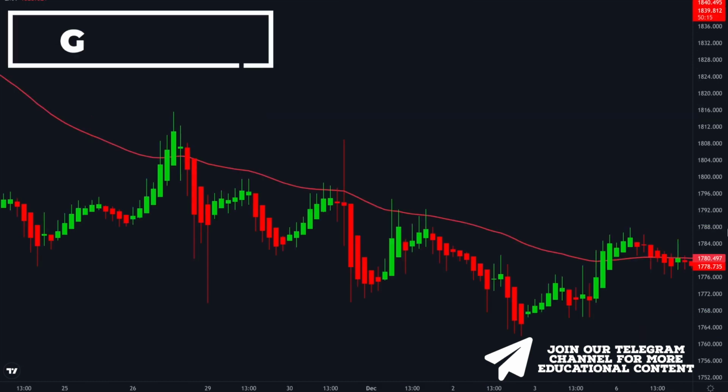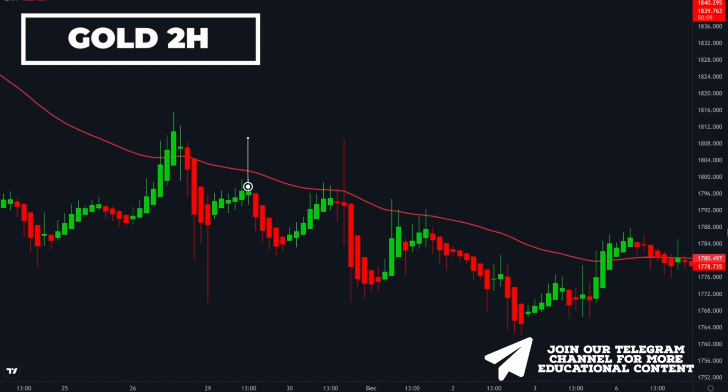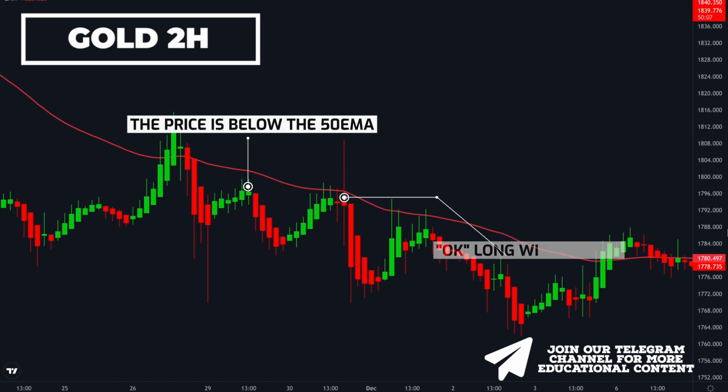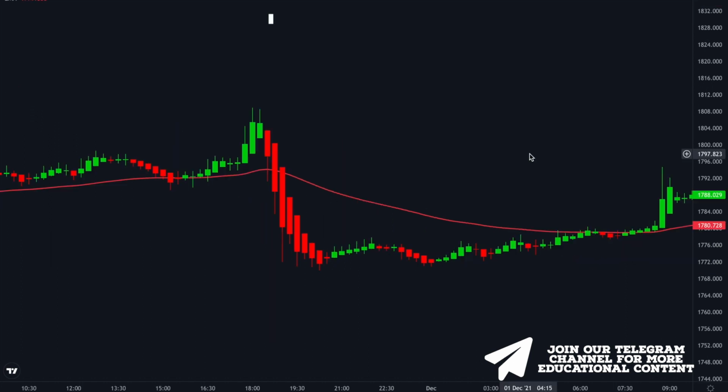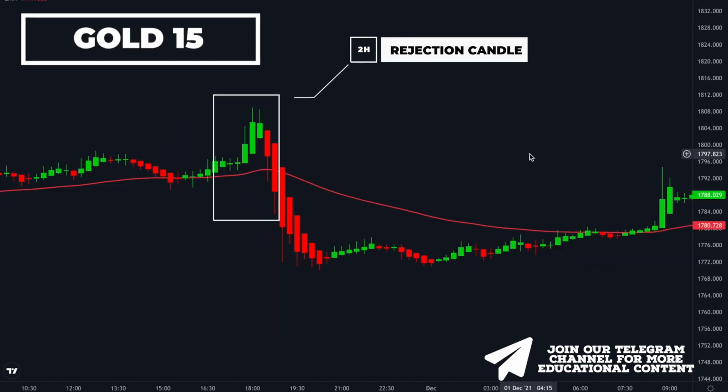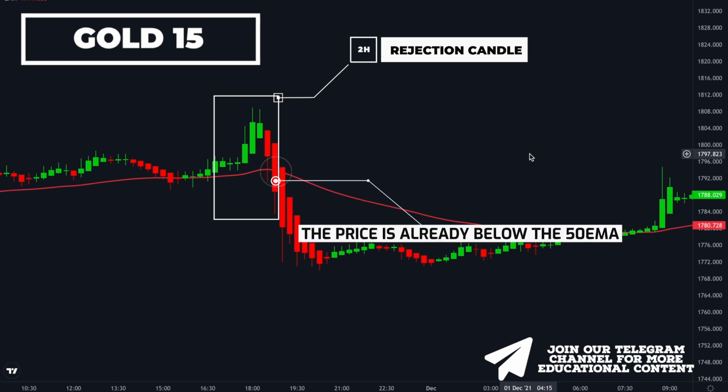Here is gold on our time frame, and as we can see, the price is below the 50 EMA at this point, and we have an okay long wick rejection candle. So with that being said, let's move down to the 15-minute time frame to see whether confirmation will present itself. Here's the 15-minute time frame, and here's our 2-hour time frame rejection candle, and as you can see, the price is already below the 50 EMA on the given time frame. So we can enter the trade immediately, placing our stop loss above the previous swing high and targeting 2-for-1. As a result, the price easily went in our direction.